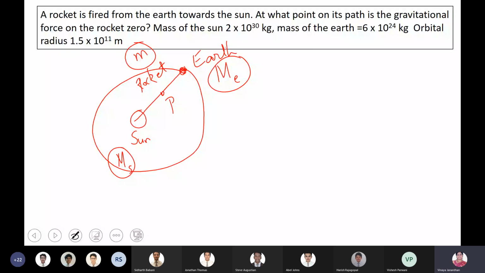What should be the distance? Suppose this distance is x, from the rocket to the earth is x. Then you have to find what will be the distance from the point P to the sun. If the orbital radius is r, orbital radius means the distance between the sun and the earth is r.